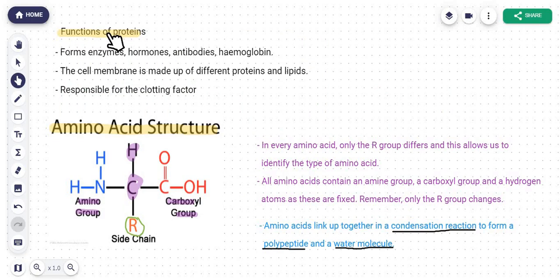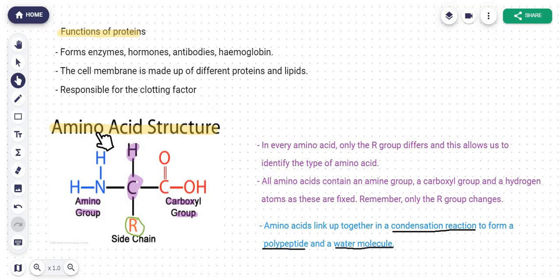Then we're going to understand some functions of proteins, just a recap of what you've done in your O levels and A levels. For instance, proteins form enzymes, hormones, antibodies, and hemoglobin, which is present in your red blood cells. The cell membrane is made up of different proteins and lipids. The reason why I'm saying proteins is because proteins make up your cell membrane, and our main focus is proteins. They're responsible for the clotting factor: your platelets are made up of proteins, and your fibrinogen and prothrombin are all proteins, okay? So we're not getting there, it's something that we've studied, but just understand it.